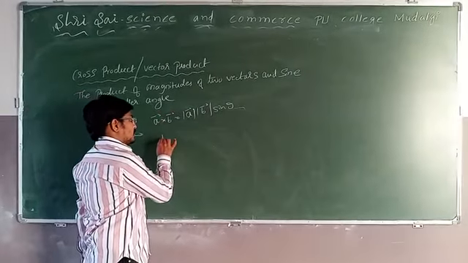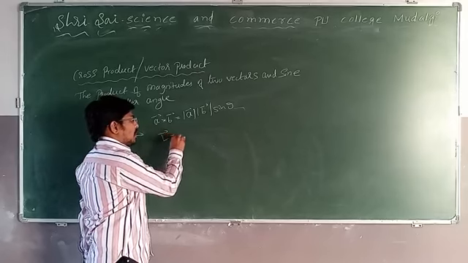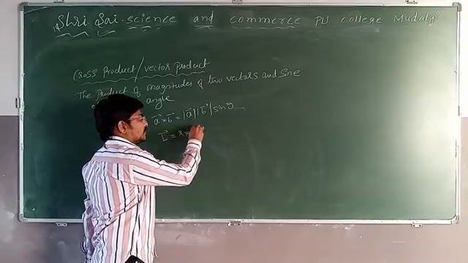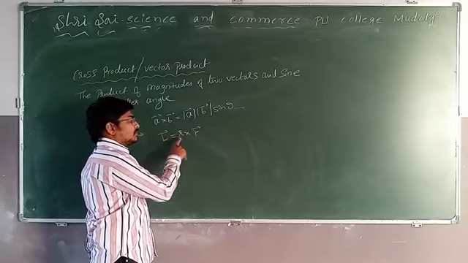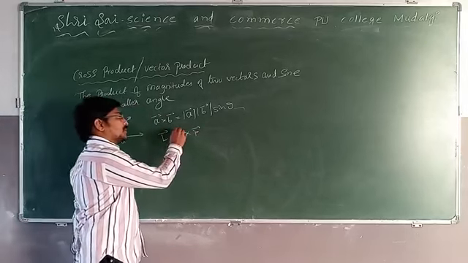Example: L is equal to r cross p. Angular momentum is equal to r cross p, where r is the radius vector and p is the linear momentum.